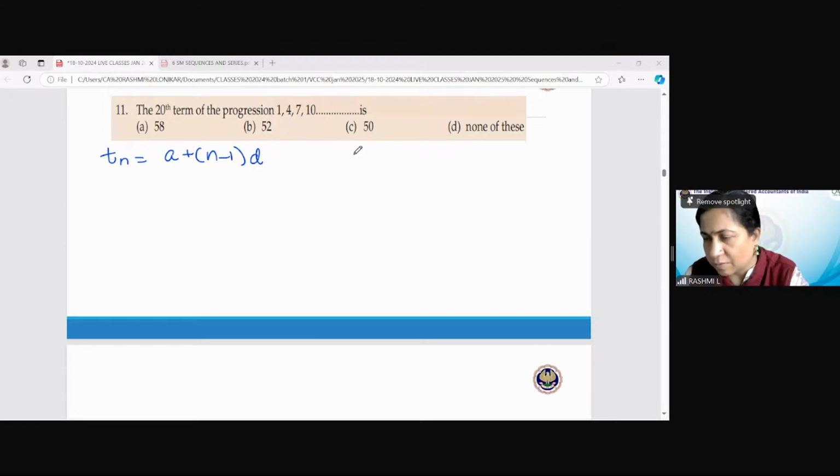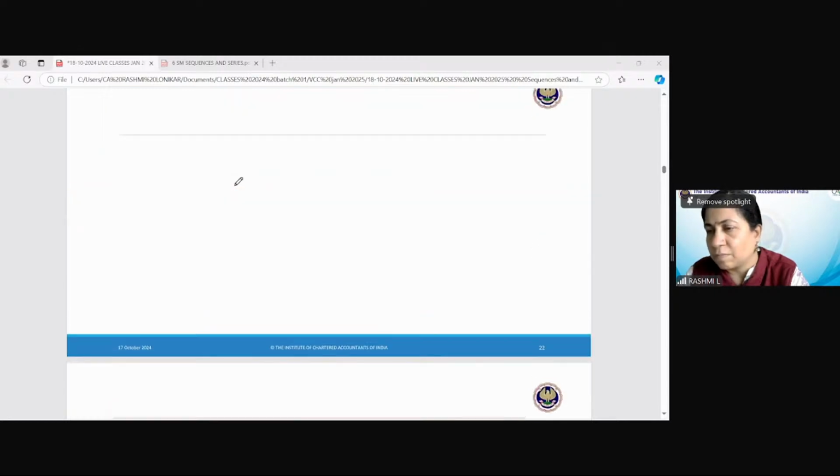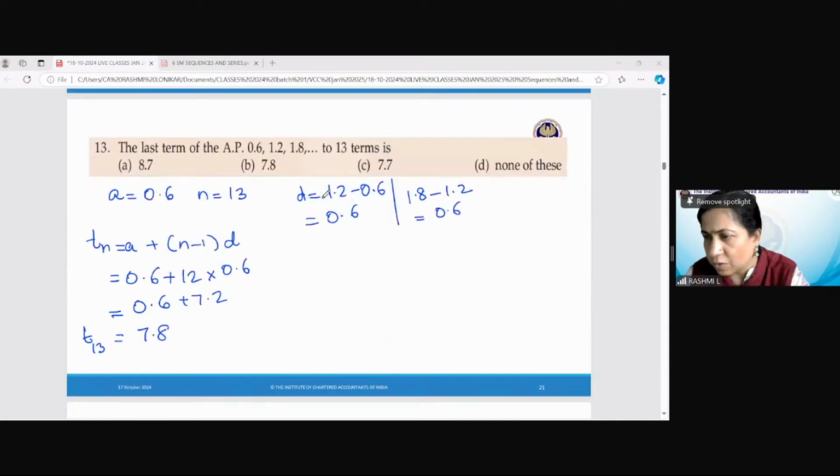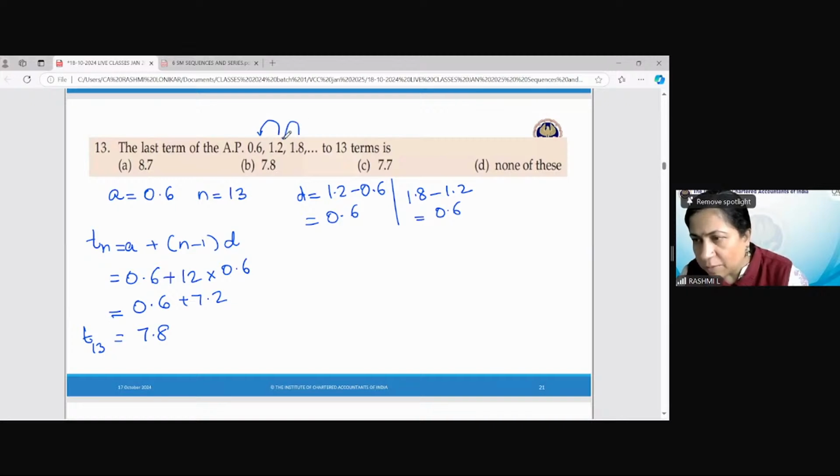And what does n minus 1 mean, sir? N is 10, so 10 minus 1 is 9, the ninth term. D is the common difference. The common difference is equal for the first term to second term, the second to the third, and the third to the fourth. All are the same. We have shown D is equal to 1.2 minus 0.6: the second term minus the first term, then the third term minus the second term. So that is D.